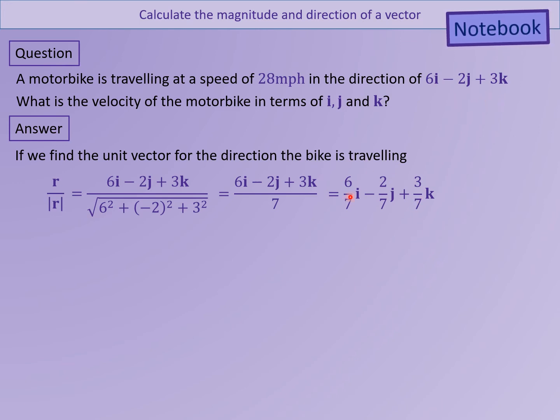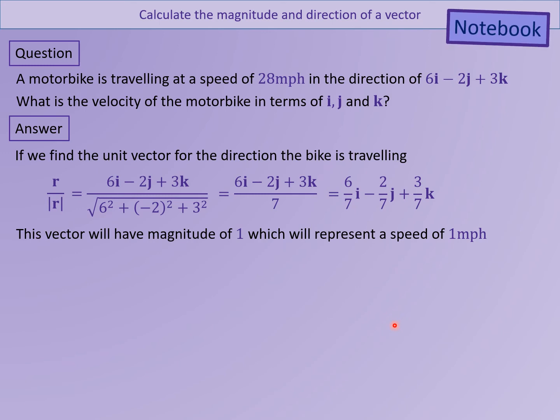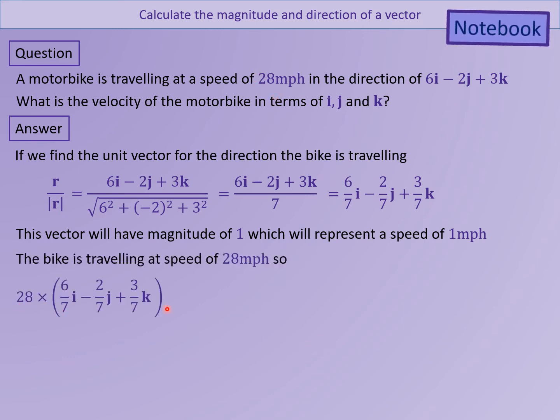Now then, what I want to do though is I don't want just one lot of it, I want 28 lots of it. Because I know the speed for that is magnitude of 1, that's like 1 mile per hour. What I can do now is work out what 28 miles per hour is. So in this case, 28 lots of that vector just there would get me 24i minus 8j plus 12k.